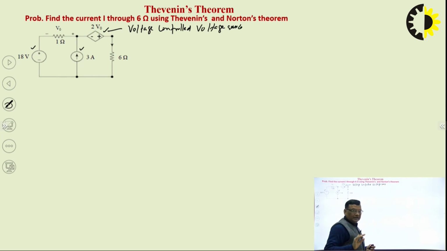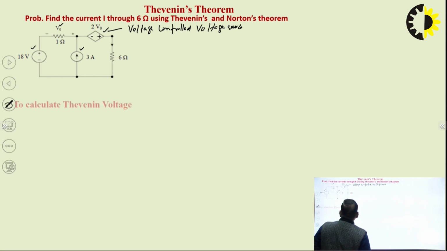How will you identify it? Outside variable, this is the controlling variable. So this is V0. It is a voltage quantity, and minus plus is the polarity of the voltage. So it is controlled by the voltage of this branch, V0 here. So this voltage is controlled by the voltage of this branch, and it is a voltage source.